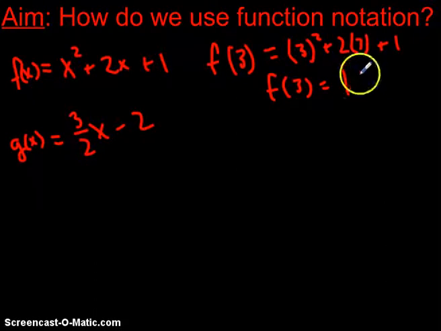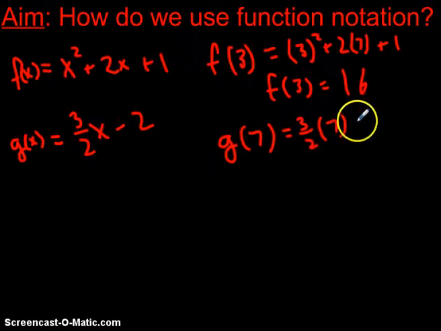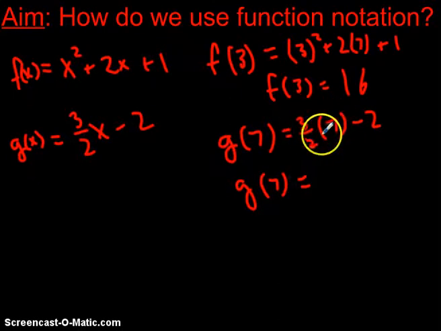Okay. If we wanted to know what g of 7 was, that would be 3 over 2 times 7 minus 2. So g of 7 would be equal to 21 over 2, which is 10.5, minus 2, or 8.5.